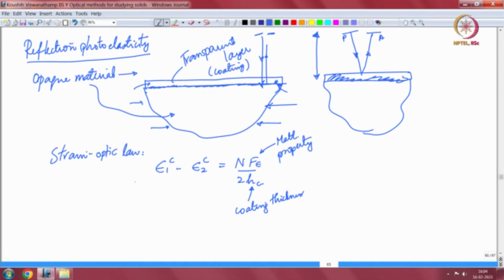If the material is elastic, which you assume it is, then the principal stress difference in the coating is given by Hooke's law, which is E_c by 1 plus mu_c, times epsilon 1 c minus epsilon 2 c. Again, the subscript c indicates coating or layer. Nu is the Poisson ratio.